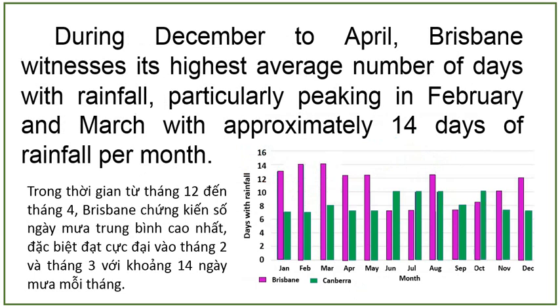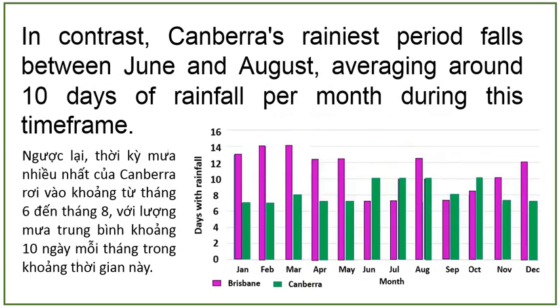During December to April, Brisbane witnesses its highest average number of days with rainfall, particularly peaking in February and March, with approximately 14 days of rainfall per month. In contrast, Canberra's rainiest period falls between June and August, averaging around 10 days of rainfall per month during this time frame.